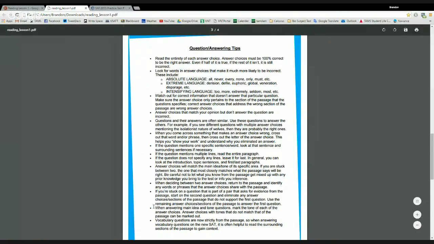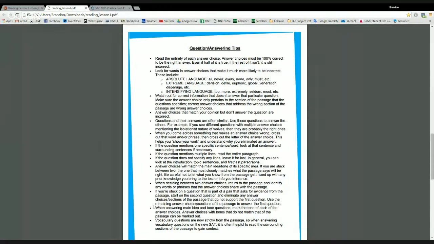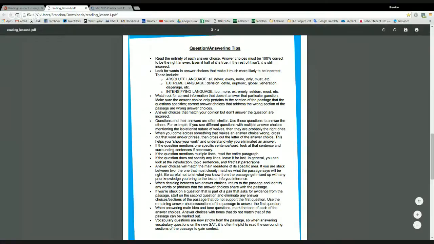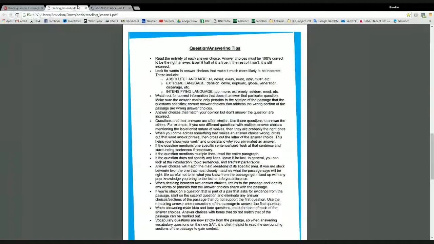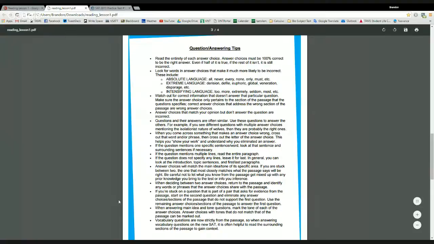And when answering main idea and tone questions, mark the tone of each of the answer choices, and cross out the tones that do not match, because they will be the incorrect answer. Let's just say the passage is positive in tone and the answer choices are negative. Then you probably want to cross out the negative ones and try to find the positive one. So that's how you use tone to answer your question.